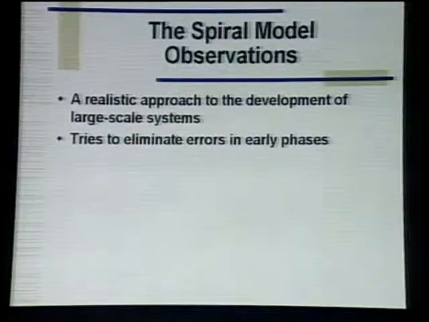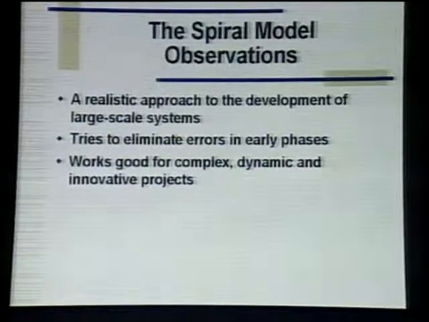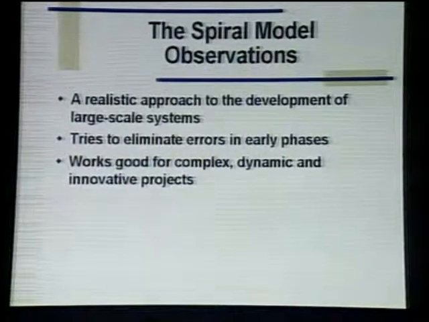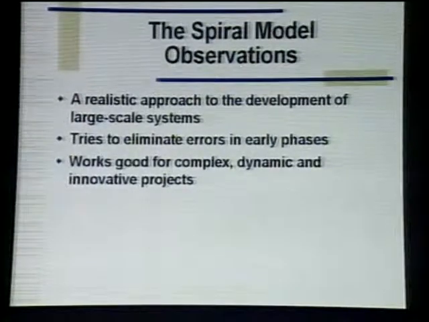So they come up with the idea of the spiral model, that the software should not be built as one big unit, but it should be developed incrementally so that the risk can be minimized. So spiral model is a very realistic approach if you are working on a large-scale system. It tries to eliminate errors early in the phases. Another one is it works good for complex, dynamic, and innovative projects, as we just said.